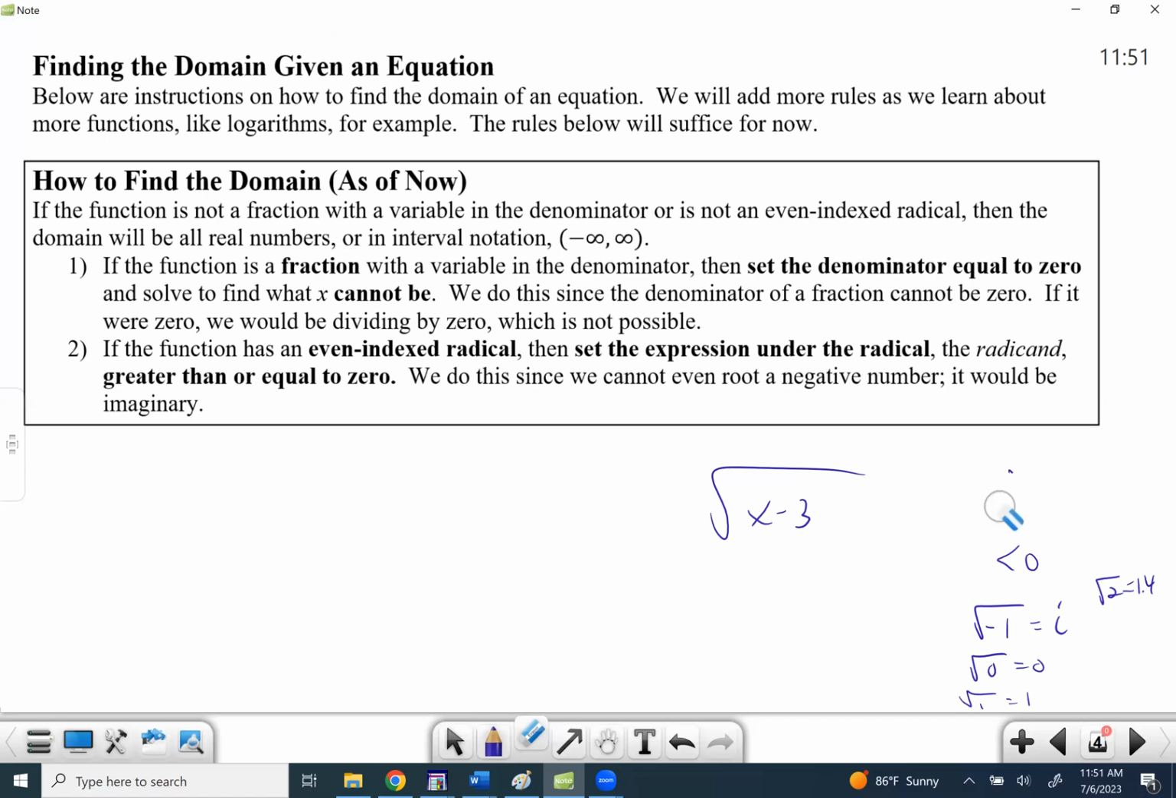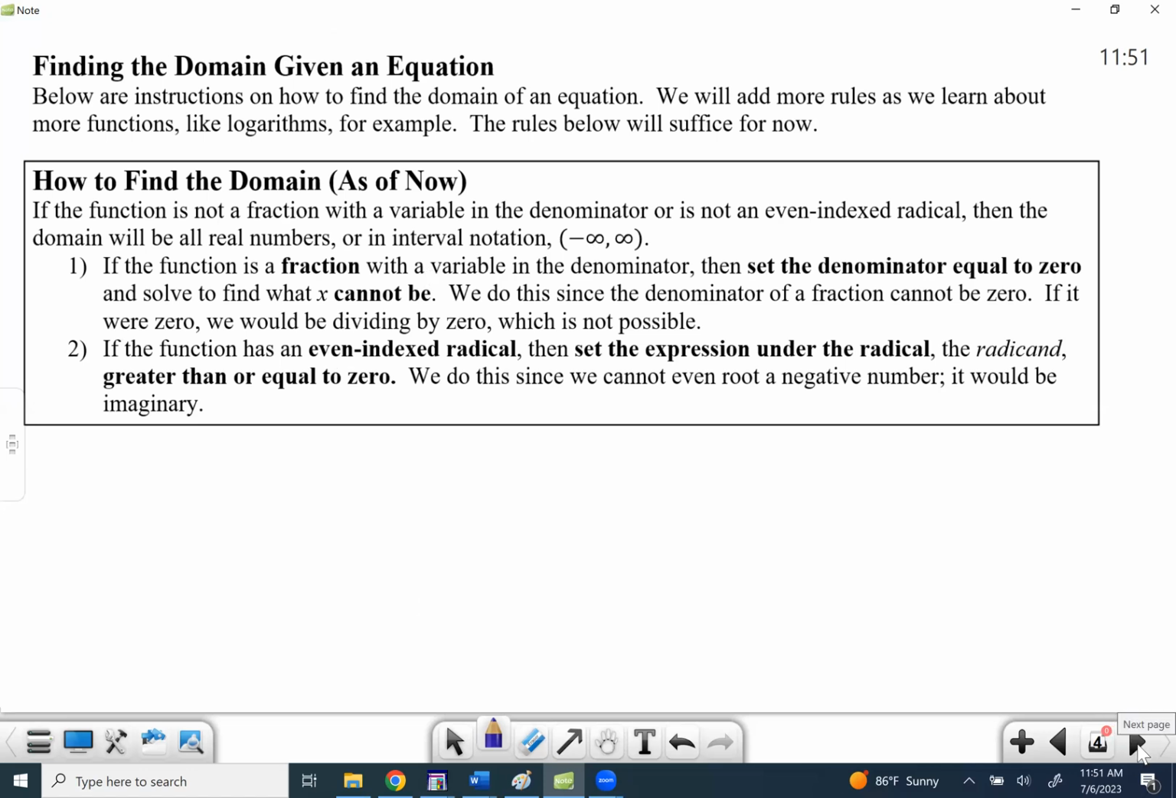And that's the difference: on number 1, it's what it can't be. On this one, that's what it can be. And you have to make sense of these rules, you guys. Don't just memorize them, because you'll forget them. If you're wondering why am I setting the bottom equal to 0? Oh, because the bottom can't be 0. So that's what it can't be. Why am I making this greater than or equal to 0? Because I can only square root 0 and up. Okay, and then these things will stick with you forever.